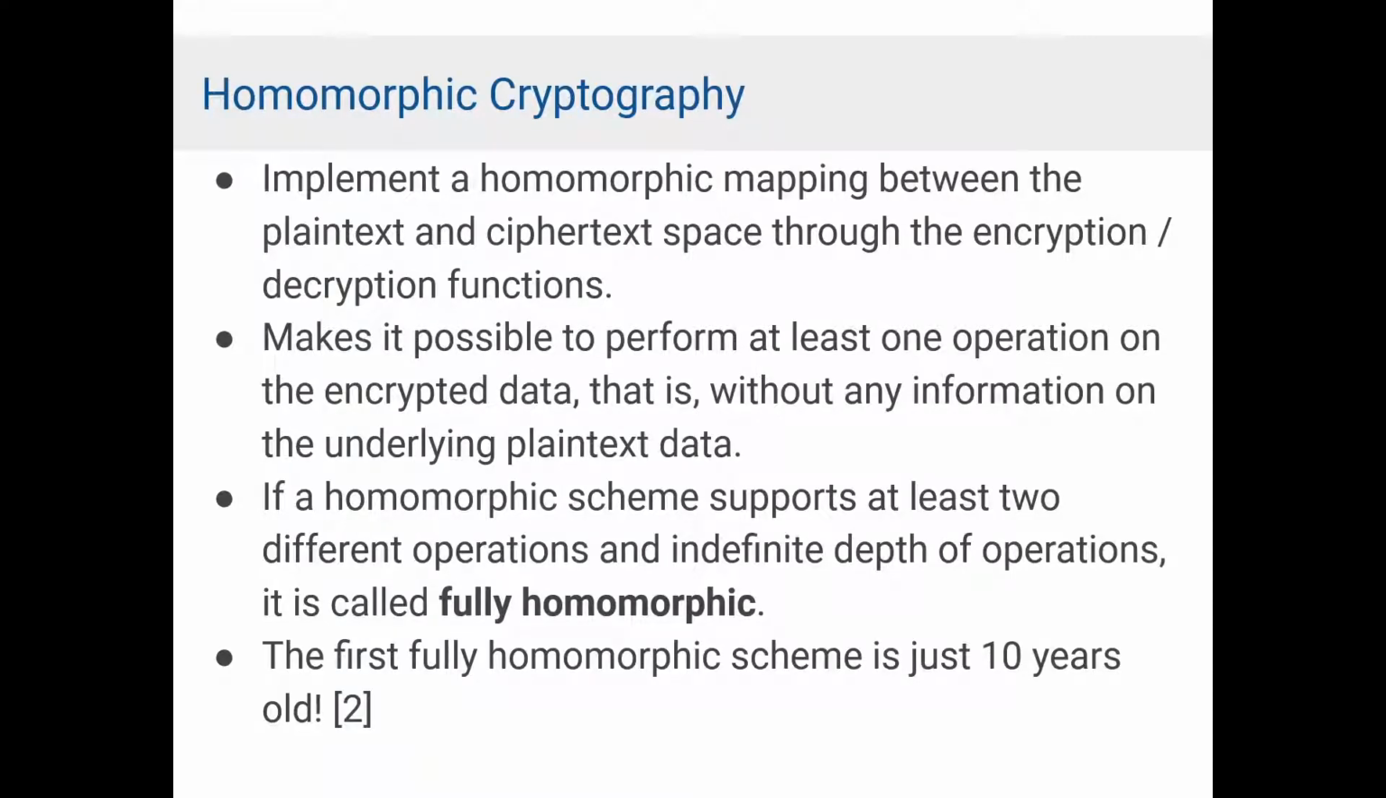homomorphic cryptography implements homomorphic mapping between the plaintext and ciphertext spaces through the encryption and decryption functions. Any homomorphic cryptography scheme makes it possible to perform at least one type of operation on the encrypted data without access to the underlying plaintext and without the key. If a homomorphic scheme supports at least two different operations and an indefinite depth of these operations, it is called fully homomorphic.